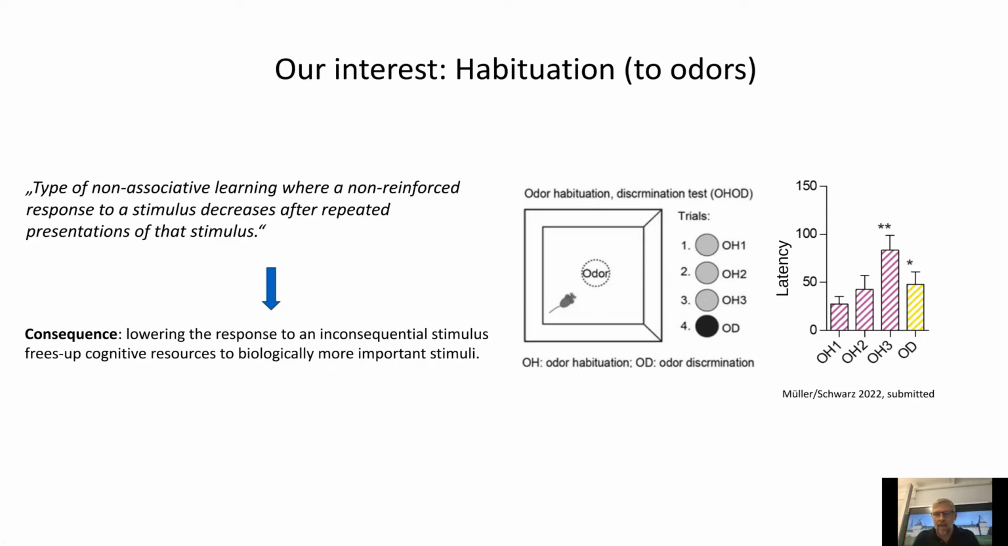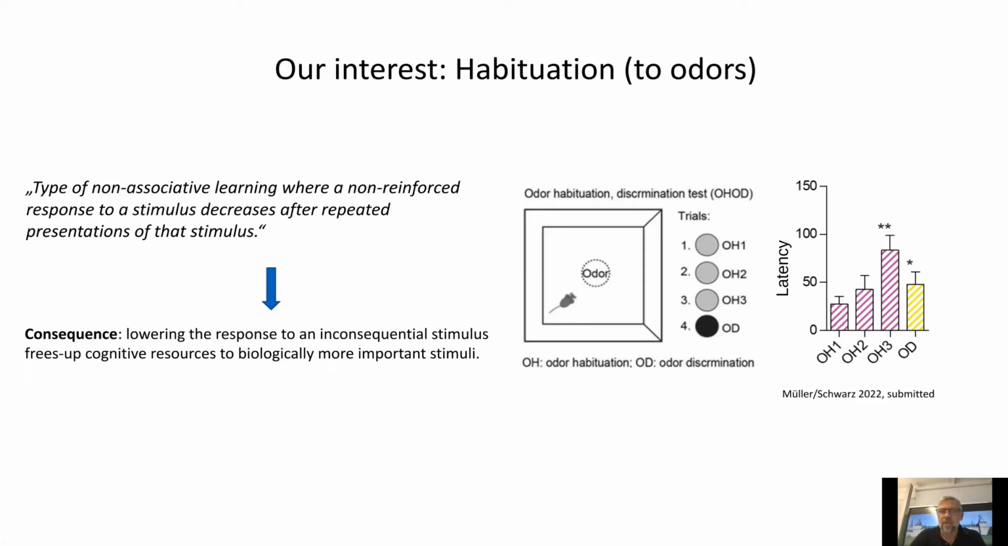Now, how do we study habituation in mice? And how do we study habituation to odors? In principle, we put the mouse into an open field arena, and in the middle, you see this on the right-hand side, we place a petri dish with an odor.